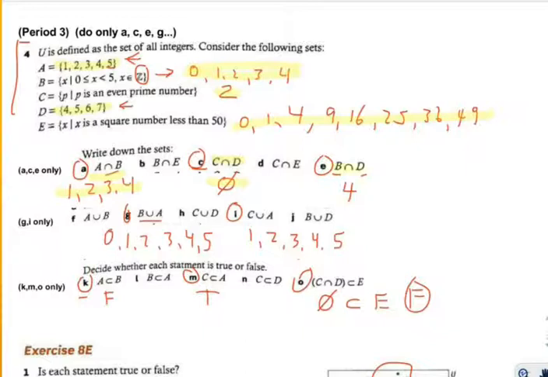E. B intersect with D. So that would be 0, 1, 2, 3, 4, intersect with 4, 5, 6, 7. Are there common elements there? Yeah, there's one element. There's 4.